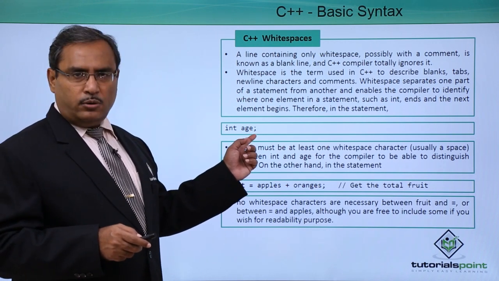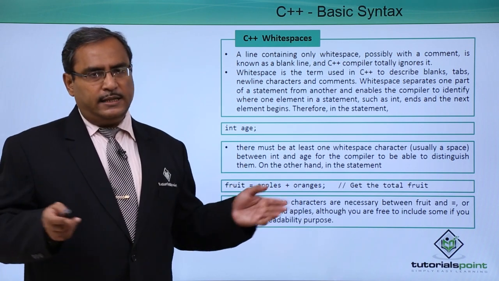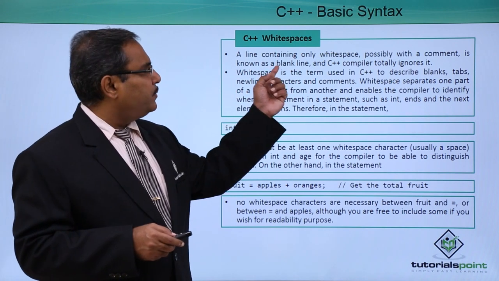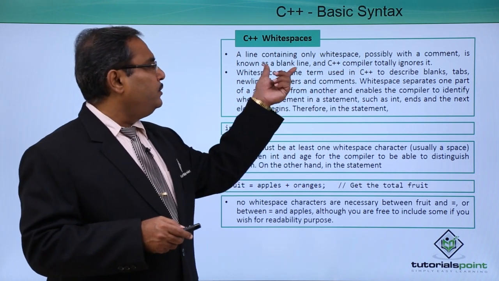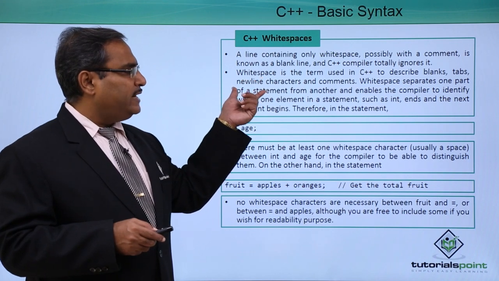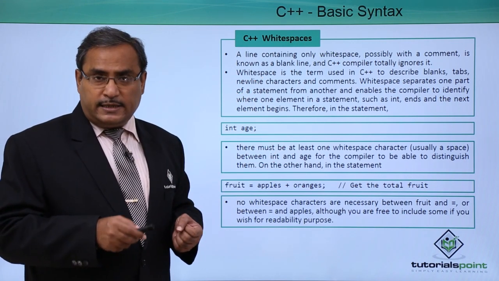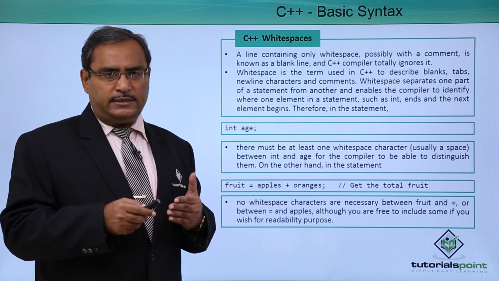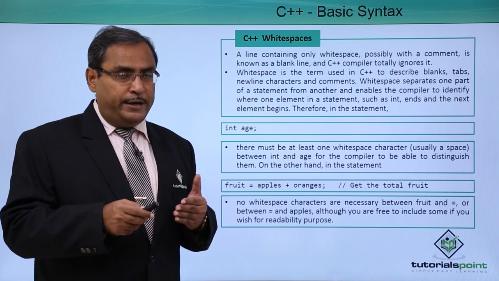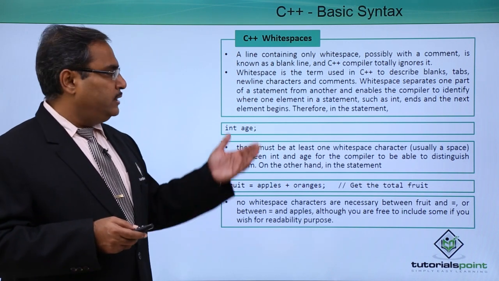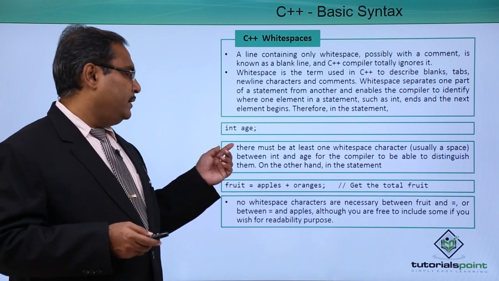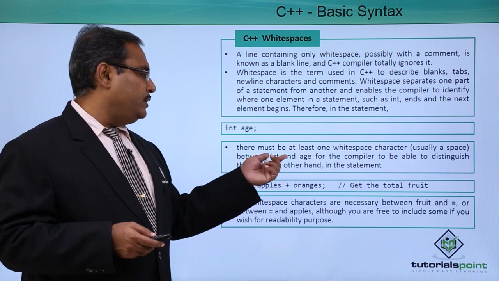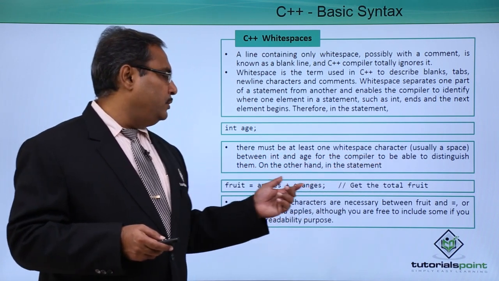In int semicolon, this particular blank space is nothing but a white space. A blank space is a white space, and a blank line is ignored totally by the C++ compiler. That is known as white space. It may also be escape characters, like \n, which are white space characters, because we know that escape characters are those characters which do not get printed, but whose effect gets printed. Thus, there must be at least one white space character, usually a space, between int and age, for the compiler to be able to distinguish them.